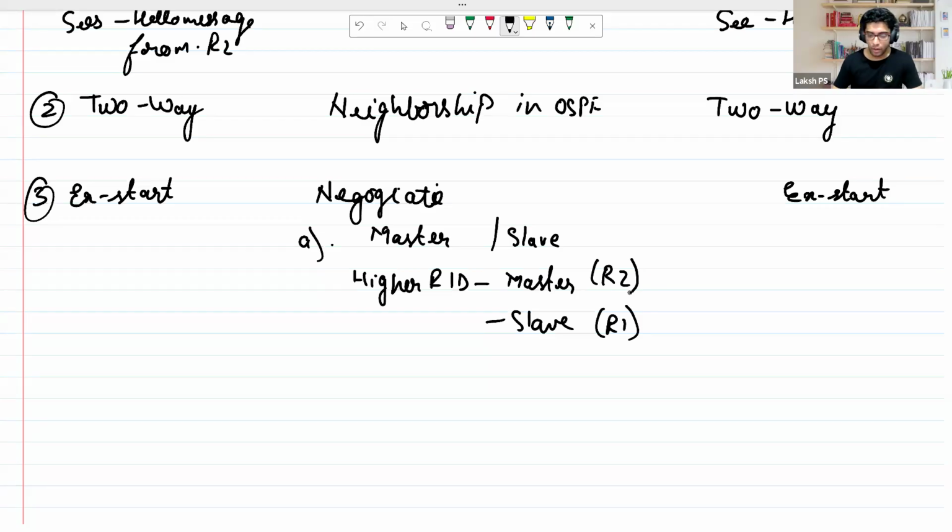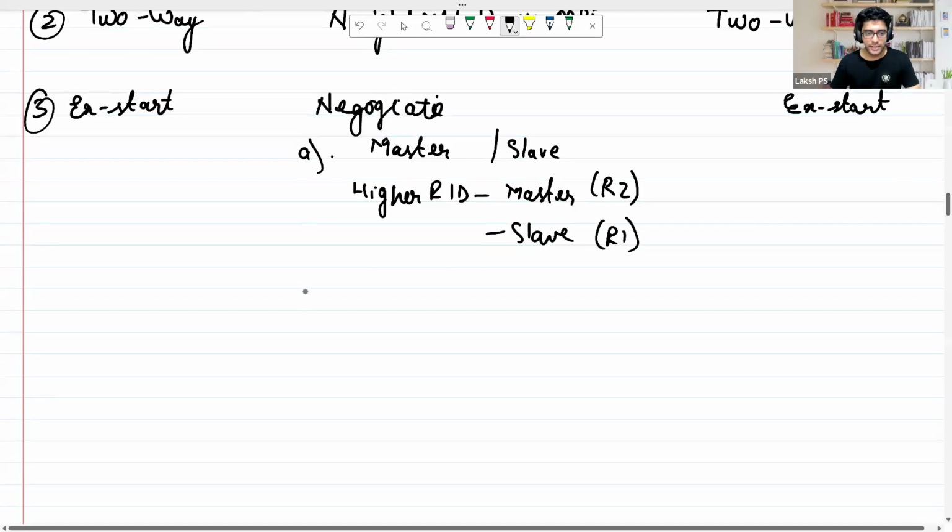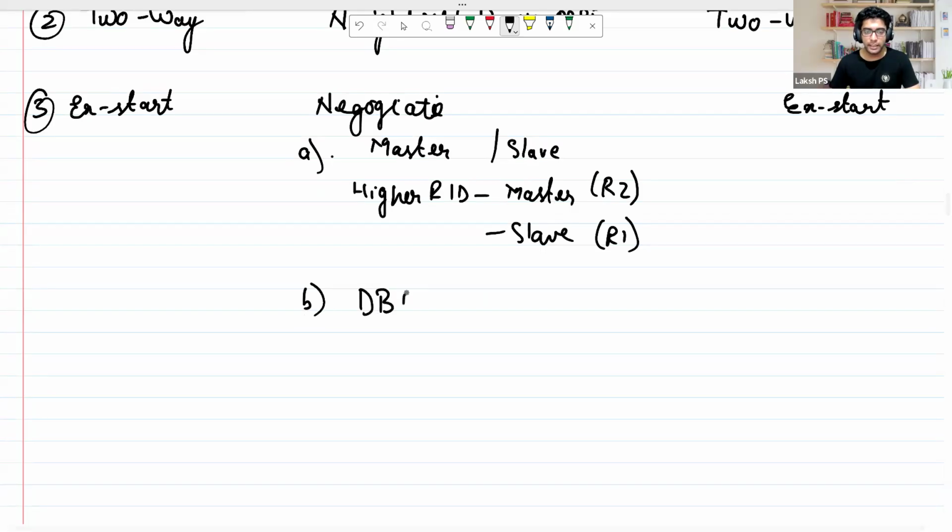All right. Then the second parameter that is decided on is the DBD sequence number. DBD sequence number is basically decided based on whoever is the master. Whoever is the master will decide the sequence number.